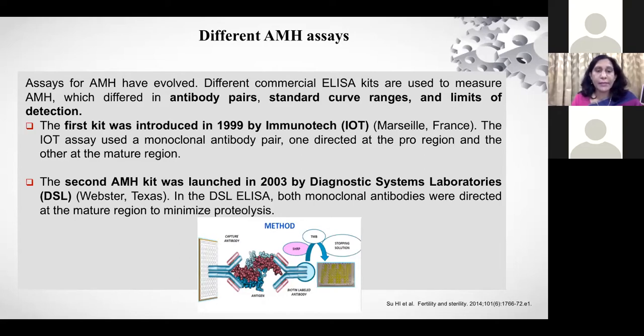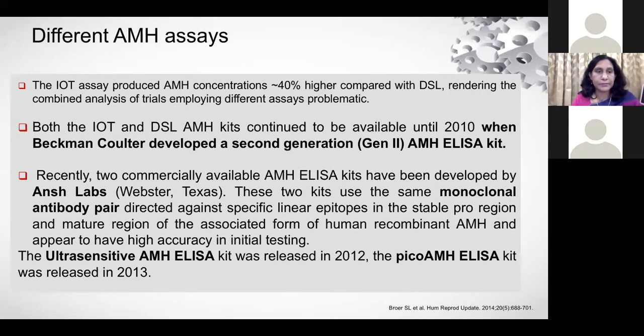There is a second AMH kit, which was launched in 2003 by Diagnostic Systems Lab. In this, both monoclonal antibodies were directed at the mature region to minimize proteolysis. The IOT assay produced AMH concentrations 40% higher as compared with DSL, rendering the combined analysis of trials employing different assays problematic. Then Beckman Coulter developed a second generation AMH ELISA kit.